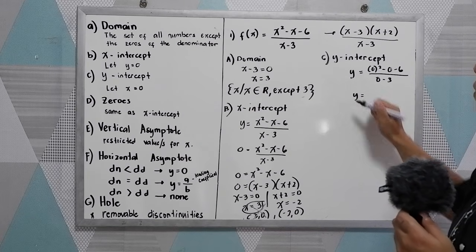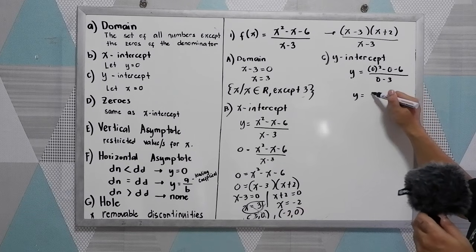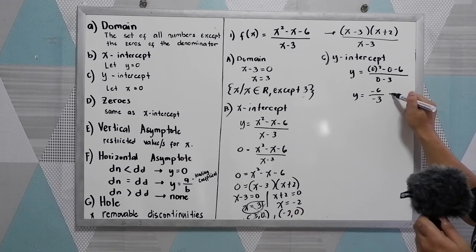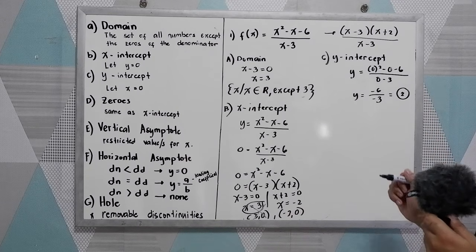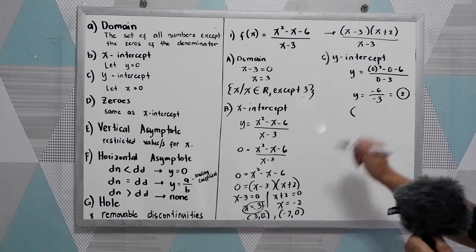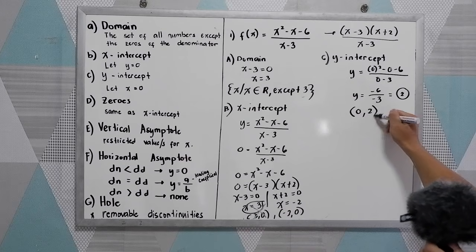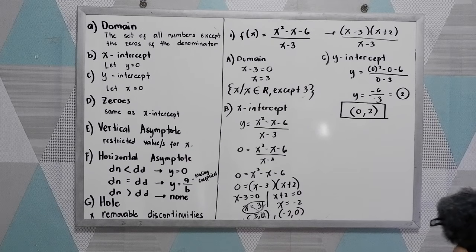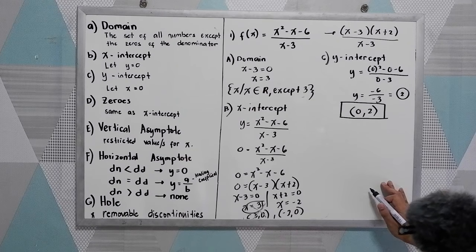Now we have 0 squared, that is 0, minus 0, that is 0, minus 6, so negative 6 all over 0 minus 3, negative 3. Negative 6 divided by negative 3, that is positive 2. So our y-intercept is, our x is 0, so we have 0, positive 2. Okay, or y is equal to 2. Next, letter D.